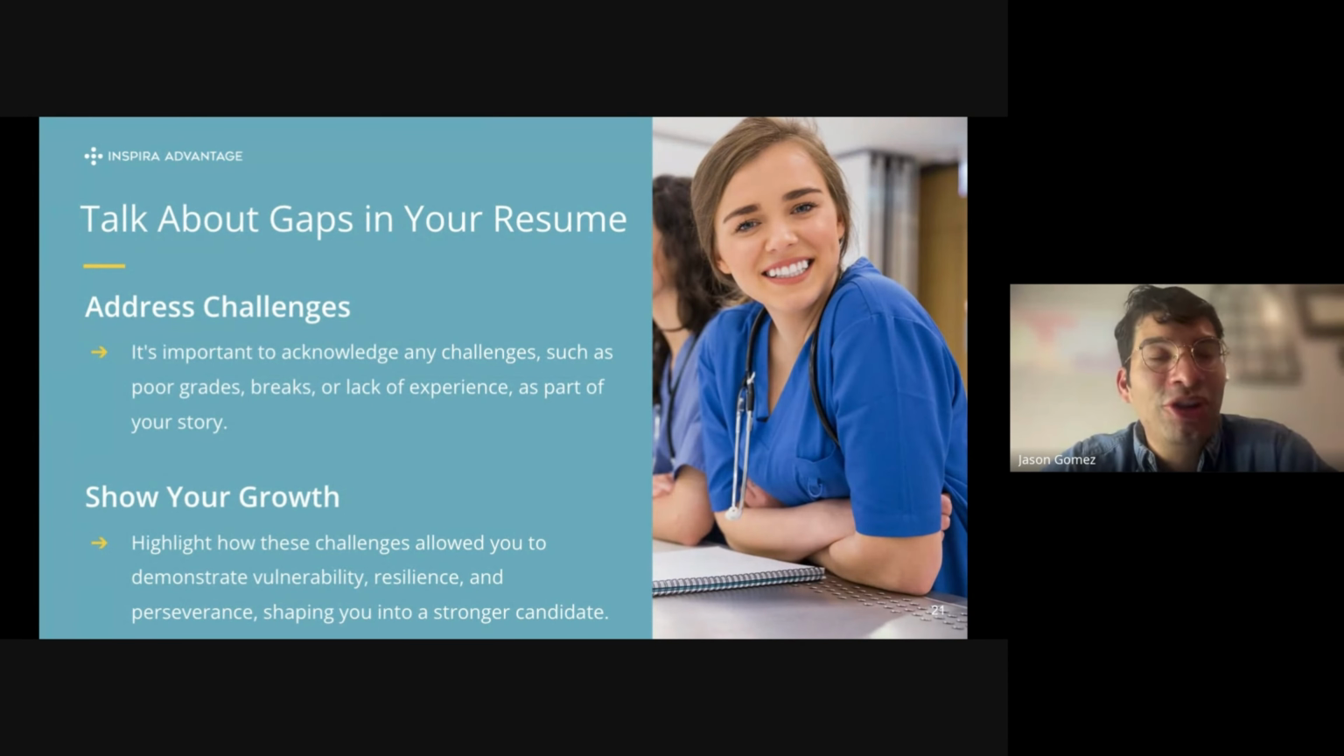It's also important, when you're crafting your narrative, to address any concerns or gaps in your resume that the admissions committee might see. So it's always important to acknowledge any challenges you've experienced. So what is a challenge? A challenge could have been poor grades. It could have been that you took a break from school. It could be a lack of a certain experience. These are also part of your story, and explaining them and any lessons learned from those experiences will be important in showing how you can grow.